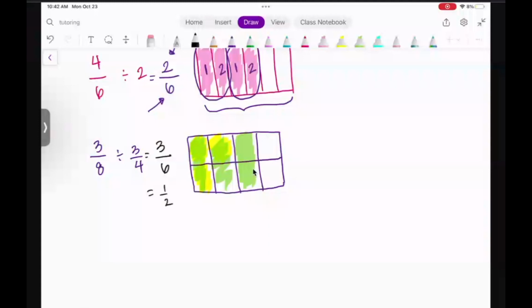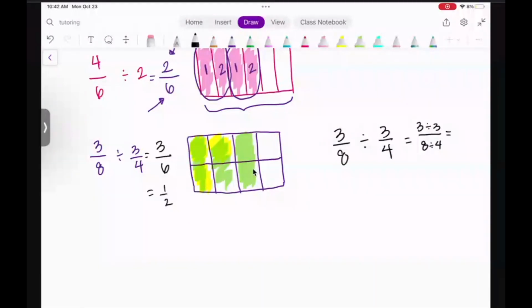Okay. So let's go over a couple of different ways that you can do this mathematically without drawing pictures every single time. One way that you can do 3/8 divided by 3/4, I know this is not very typical, but you can actually just divide across, which in this case is pretty nice. So up here, I'm going to go 3 divided by 3 and 8 divided by 4.